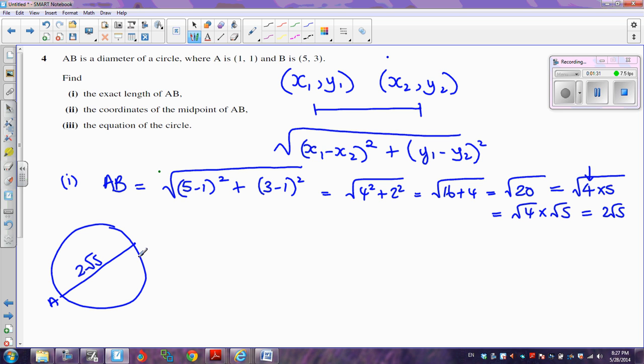And here we have point A, and here we have point B. Part 2 says the coordinates of the midpoint of AB, and I can see here, now I've drawn it, that actually the midpoint is going to be the centre of my circle. So the centre of the circle here.